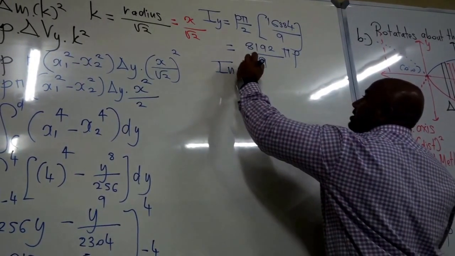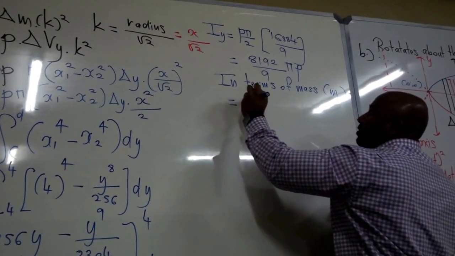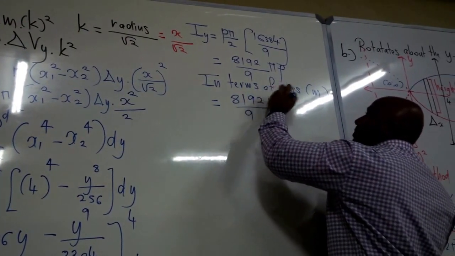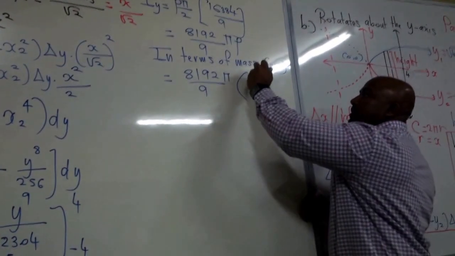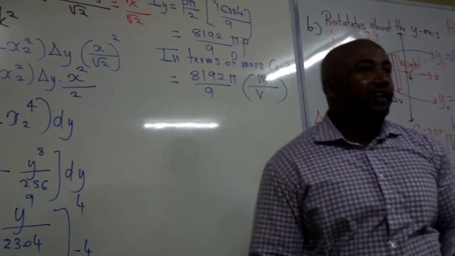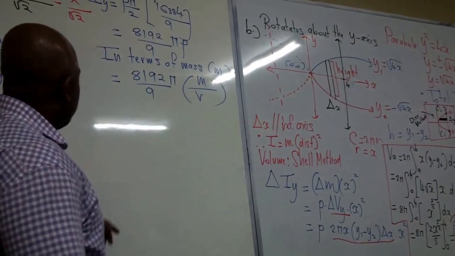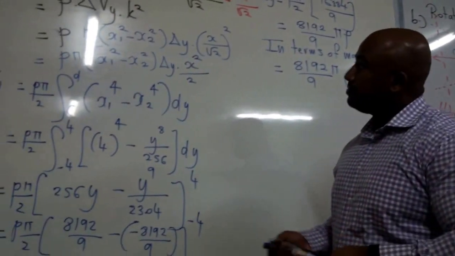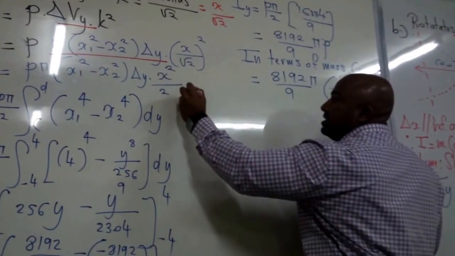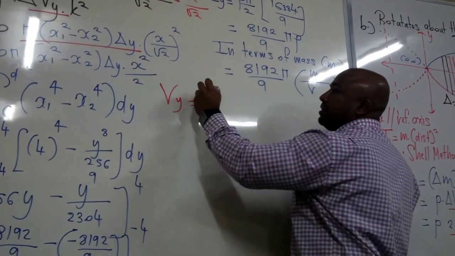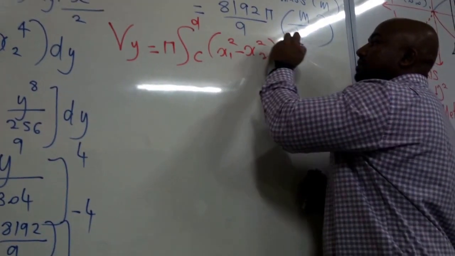Now, in terms of the mass, this is going to equal 8192 over 9 pi, and we know what p is. p is M over V. We need to work out V. There we used the shell method, here we're going to use the disk method. So what is V now? Here is your V here. All we're going to do is extract this information. Let's write it down here. So Vy is going to equal pi, integral from d to c, of x1 squared minus x2 squared dy.